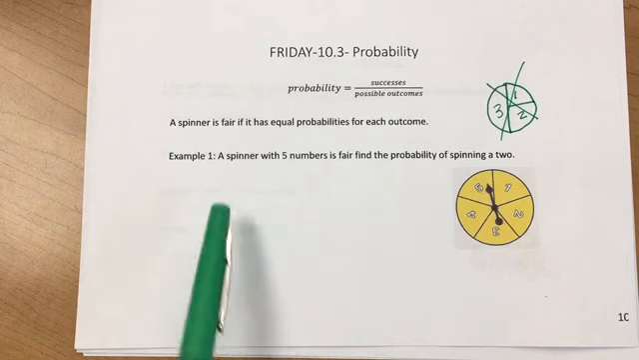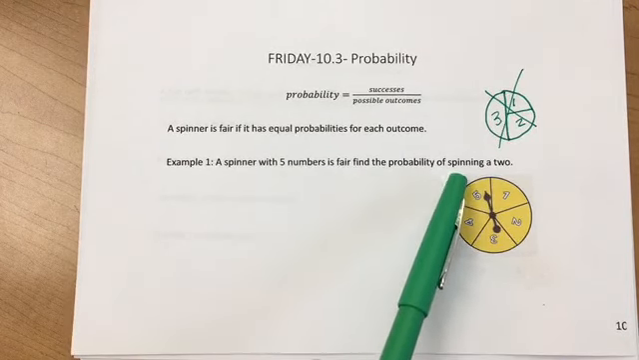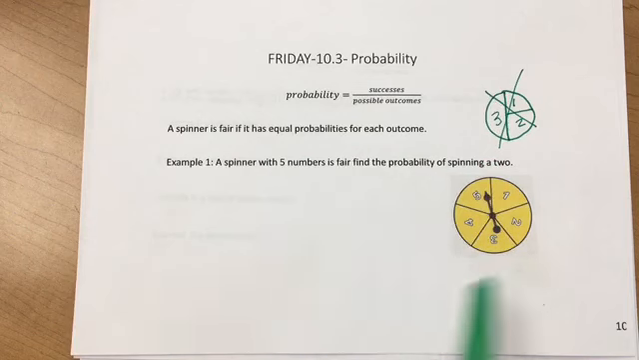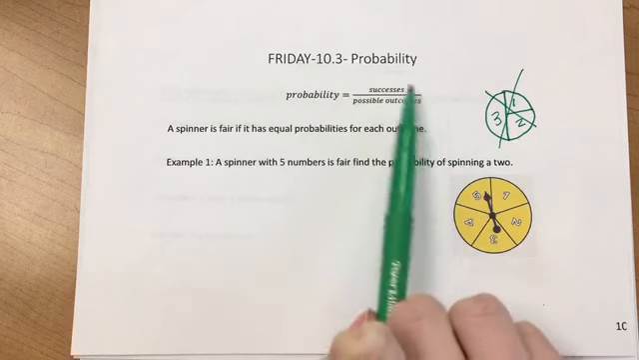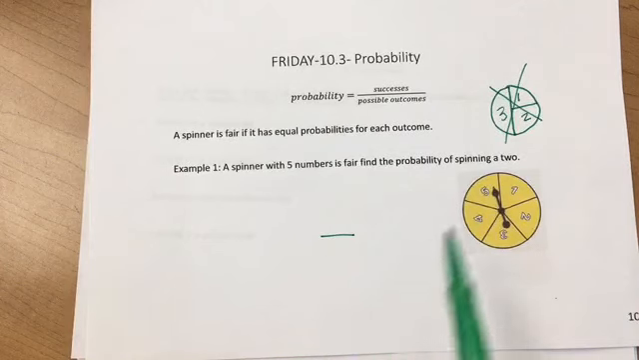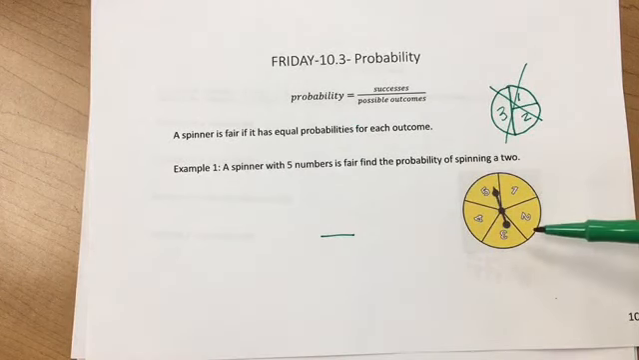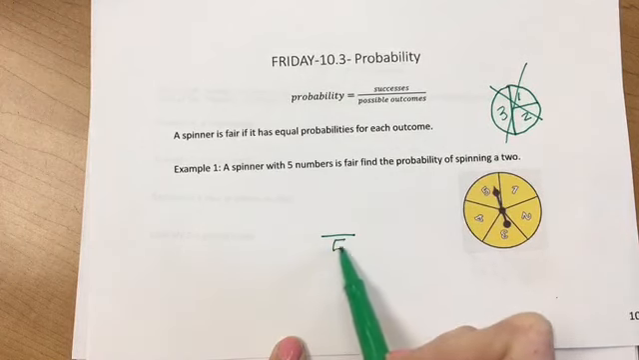So example 1, a spinner with 5 numbers is fair. Find the probability of spinning a 2. So what is the probability that you would land on a 2? Well, using our definition, successes over possible outcomes, let's set up a fraction. How many possible outcomes are there here? Well, you could get 1, 2, 3, 4, or 5, so there are 5 total possible outcomes.